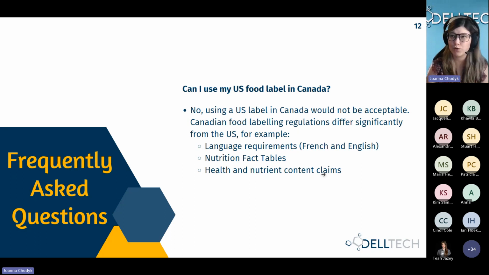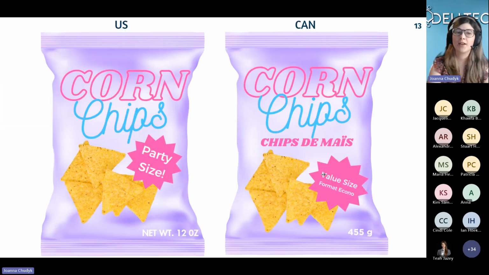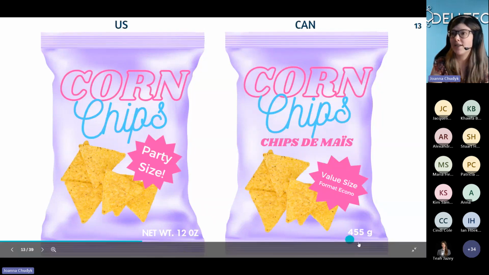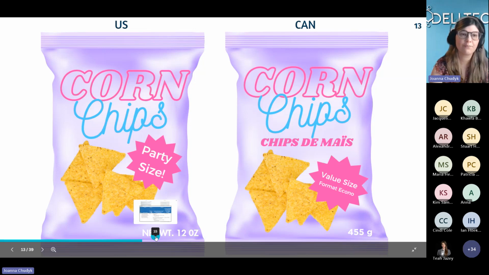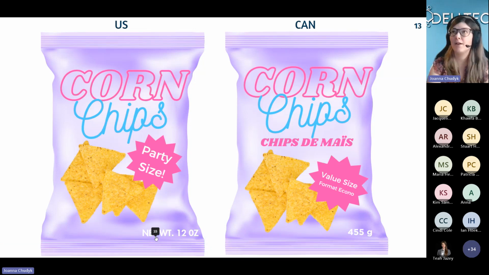But mainly, you're looking at the language requirements. So, as I mentioned on the previous slide, we need to make sure that Canadian food labels are bilingual. So, that's French and English. The nutrition facts tables also look very different and have different requirements. And the restrictions on health and nutrient content claims you can make on a food product in Canada also vary significantly from the US. So here's an example of a US and Canadian label. So right off the bat, you can see that the Canadian front panel has the French and English translations. And of course, the net contents are in metric units, whereas in the US, you have them in the US units, ounces. So that's just one of the differences between these two countries.